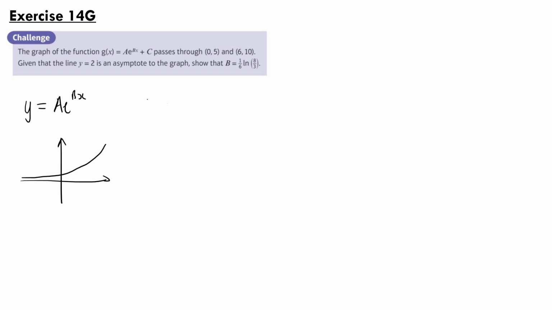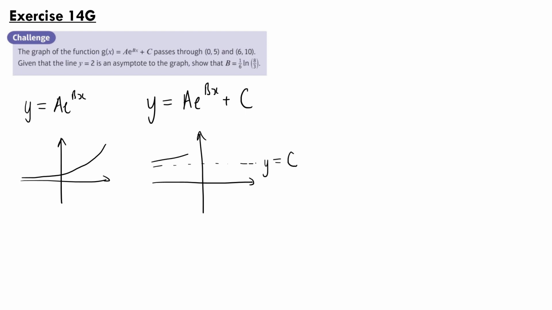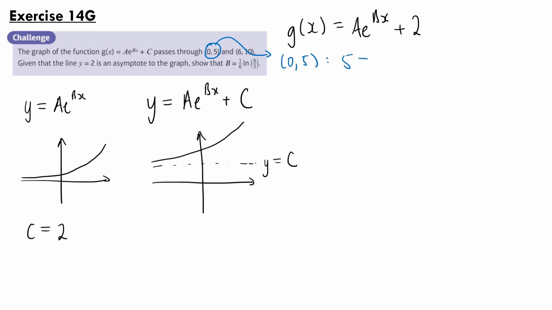So we know that the curve y equals a e to the power of bx plus c is going to have an asymptote at the line y equals c. Okay, so we know that c must be equal to 2. So we have g of x equals a e to the power of bx plus 2. And now we've got 2 points we can use to find the values of a and b. So first of all, if we use 0, 5, then we have 5 is equal to a e to the power of 0 plus 2. And e to the power of 0 is just 1. So we have that a must be equal to 3.